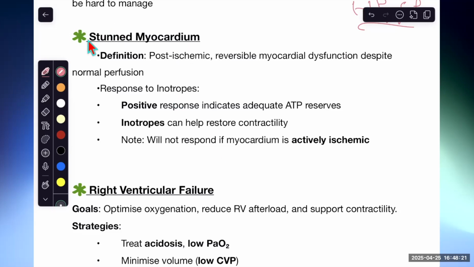inotropes. And the difference between stunned myocardium and active ischemia: if you give support, the stunned myocardium will respond, as if you slap the myocardium on its face. Wake up. It says, yes, okay, I'm fine. But if you slap it on its face and it does not respond, that's it, this is active ischemia. This myocardium is on the long bypass, long bye-bye.